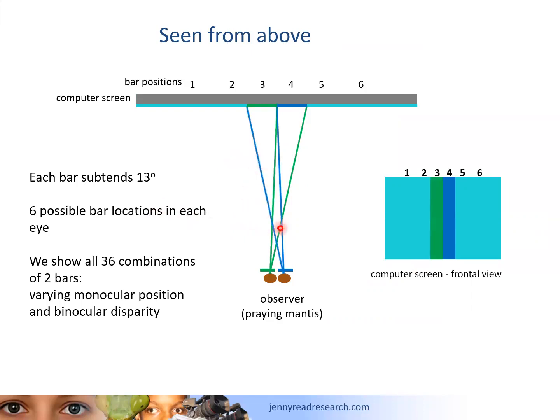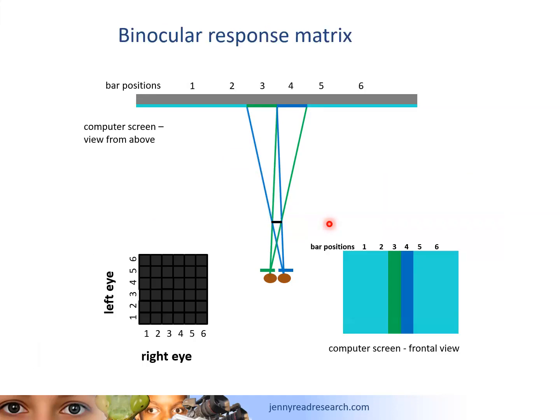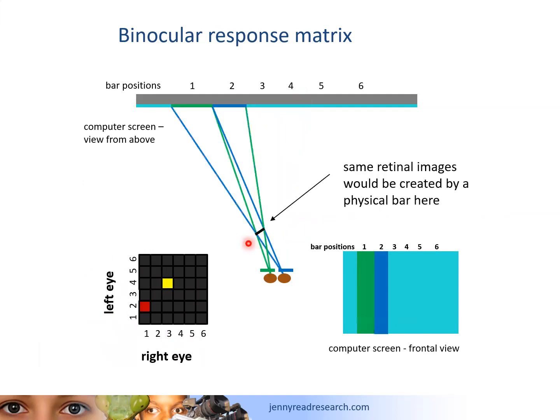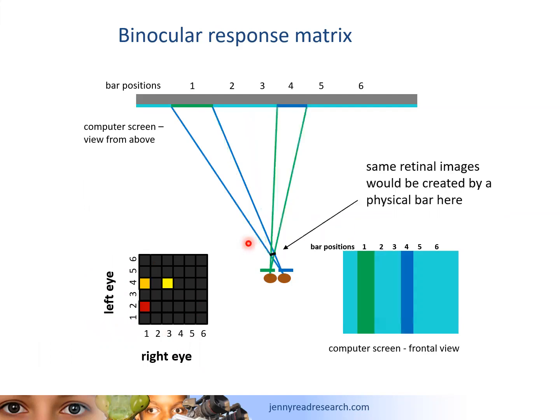When you've got a pair of bars, it corresponds to a virtual bar shown by this little black thing here in space, depending on the position of the bars in left and right eyes. So when I show you the results, I'm going to present little matrices like this, which have the position of the bar in left and right eye, and the pseudo colour is going to represent the neural response. So here I'm plotting this at column 3, because the bar's at position 3 in the right eye, and row 4, because it's at position 4 in the left eye, okay? And we're going to do this for all possible bar positions. We have 36 in total, right?